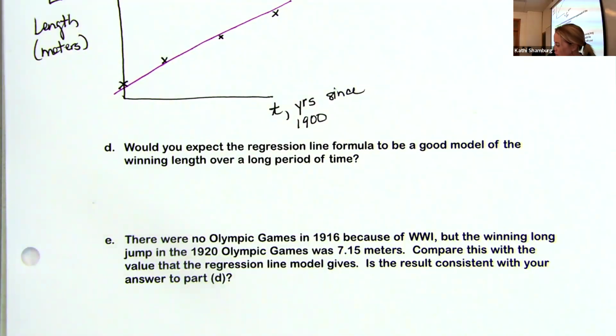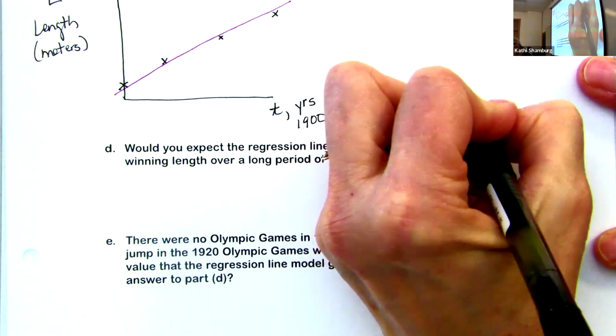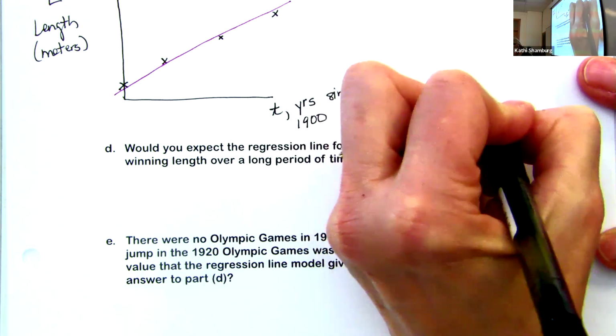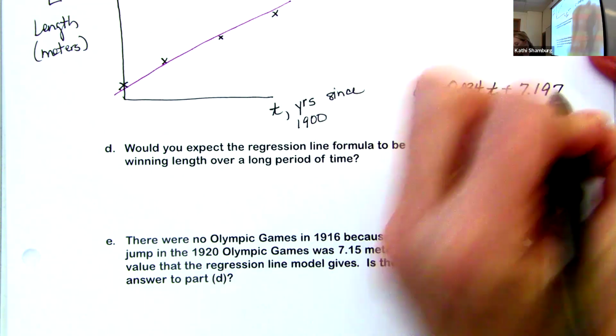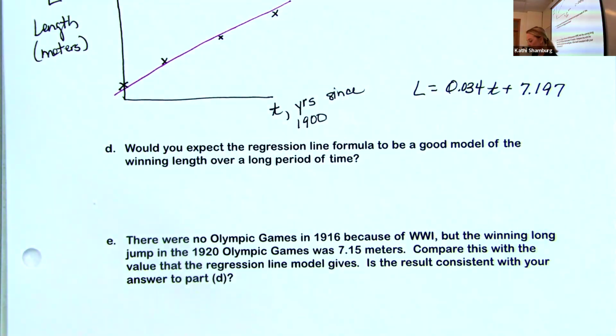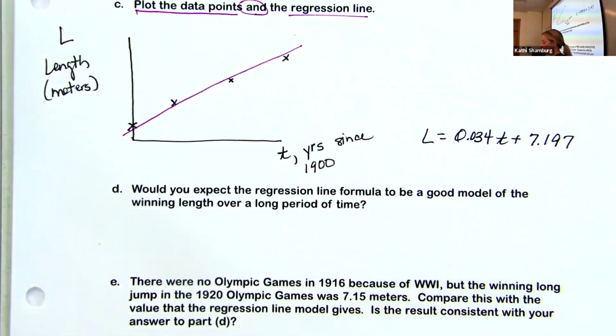So it says, would you expect the regression line formula, which again was L equals 0.034T plus 7.197. Am I remembering that correctly? Is that right? Yeah. Okay. So it's asking, this was created off of the values from 1900, 1904, 1908, and 1912. That was a long time ago, right?